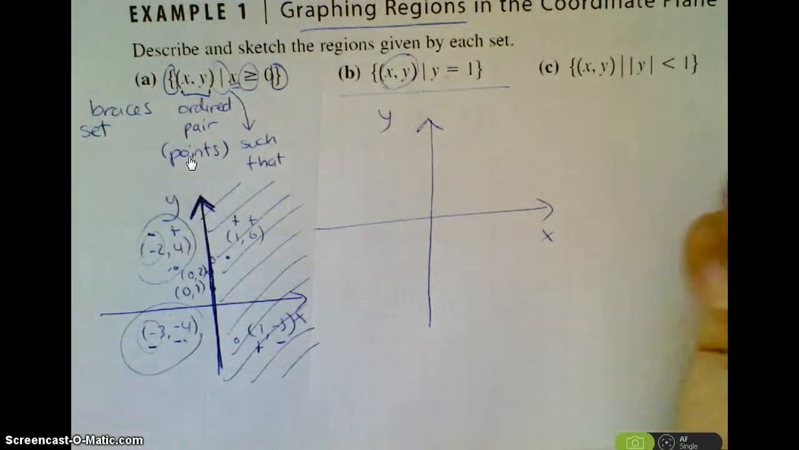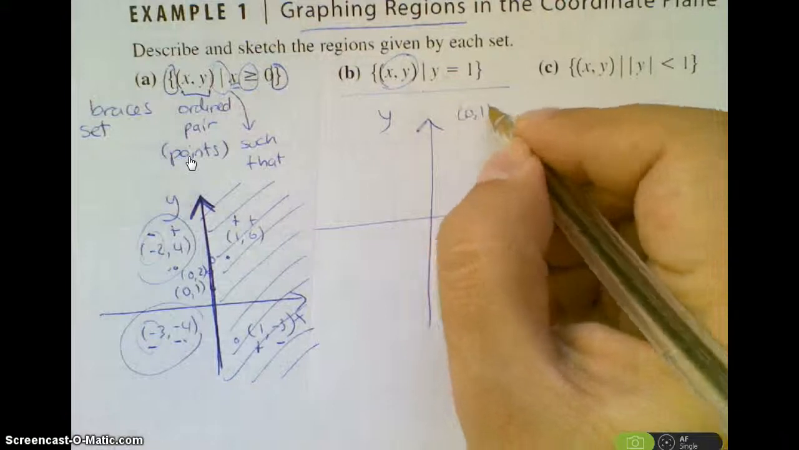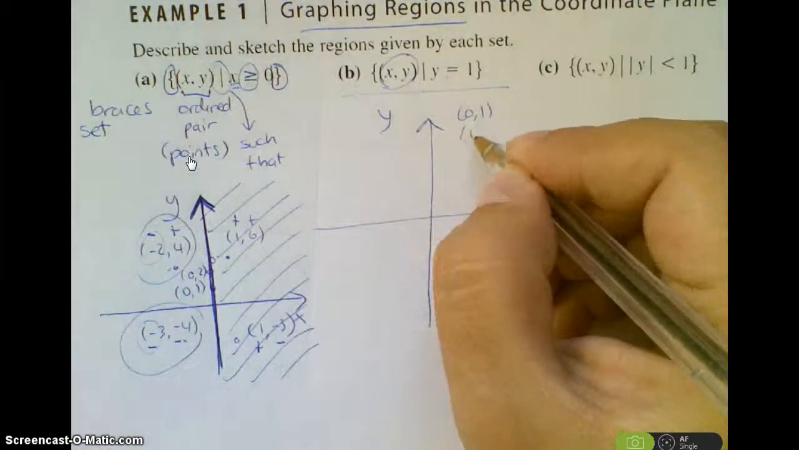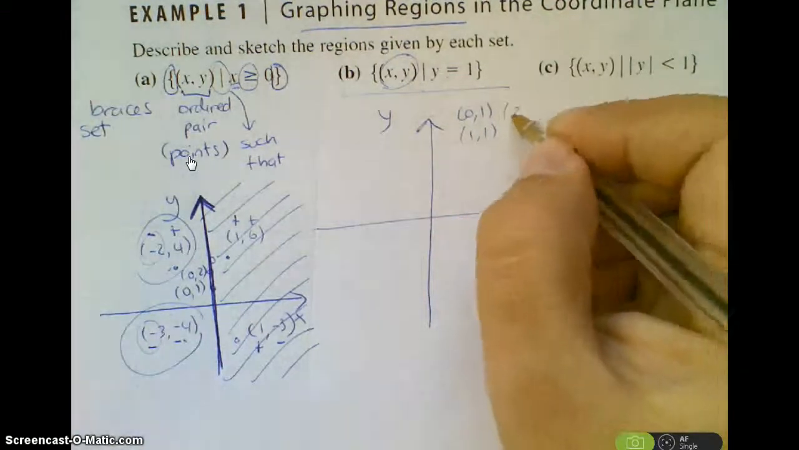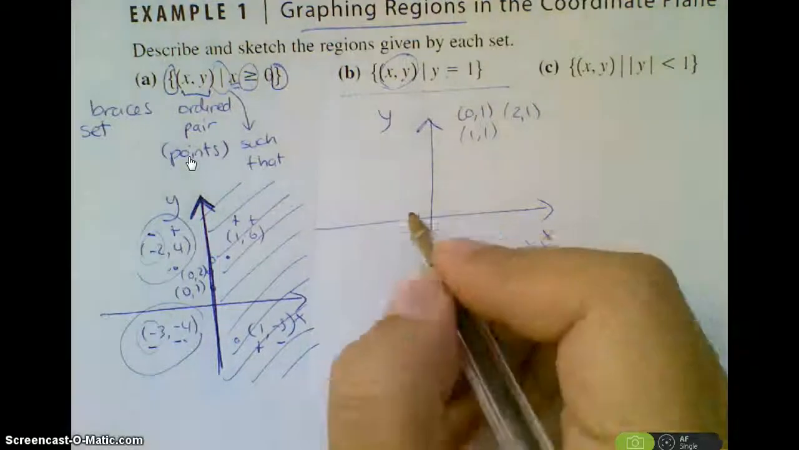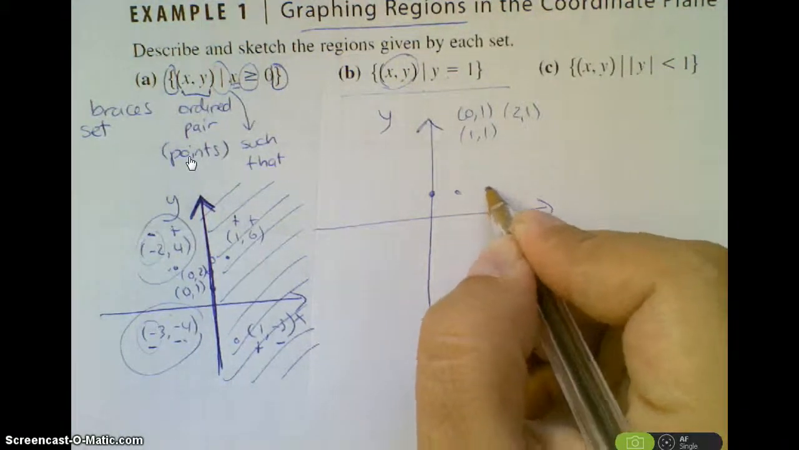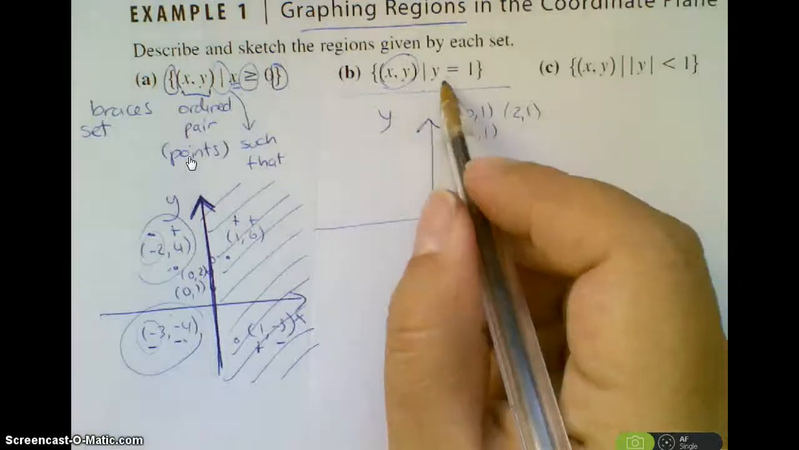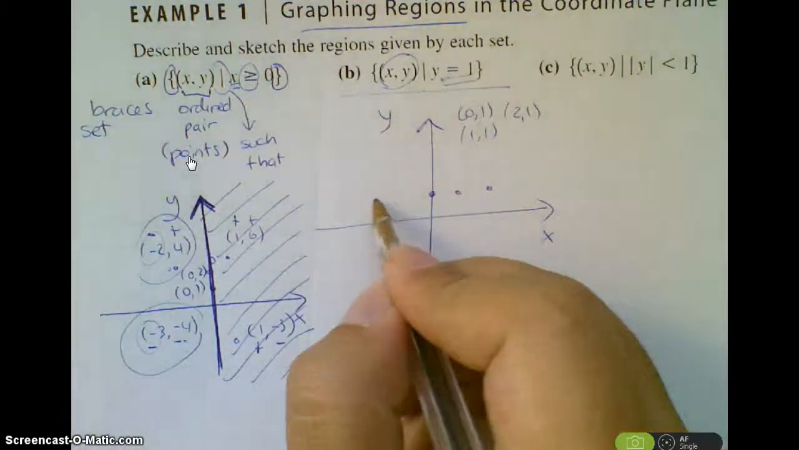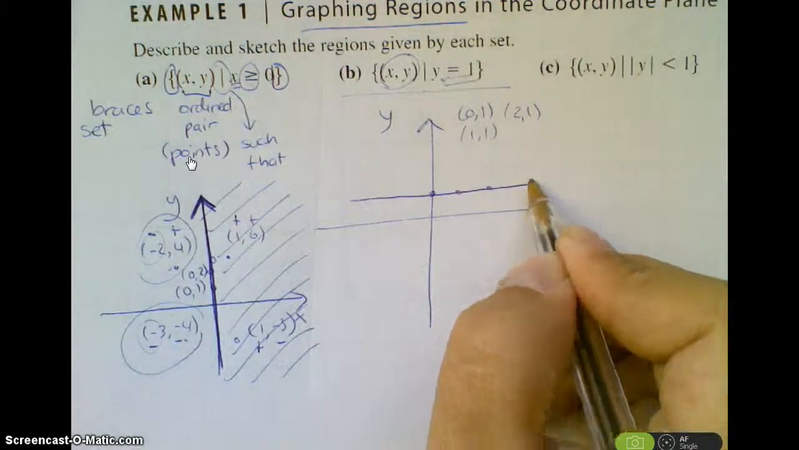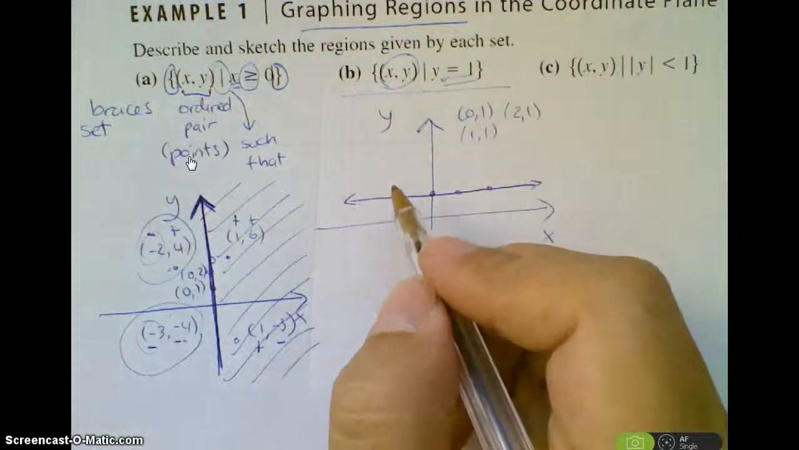So let's have some examples. The point (0, 1) has y equal to 1. The point (1, 1) has y equal to 1. The point (2, 1) has y equal to 1. So (0, 1) is here, (1, 1) is here, (2, 1) is here. So all the points for which the y coordinate is 1 happen to be lined up. So these are all the points.